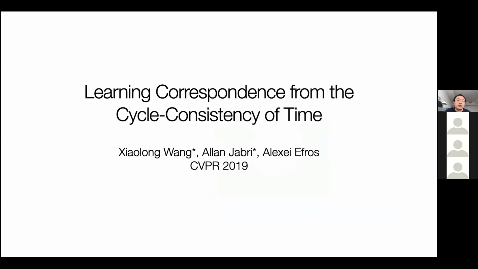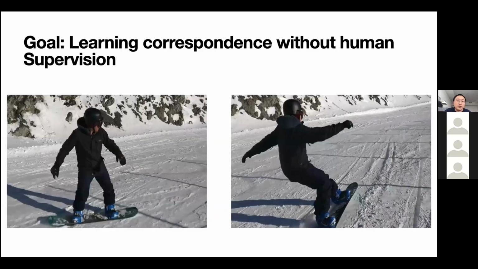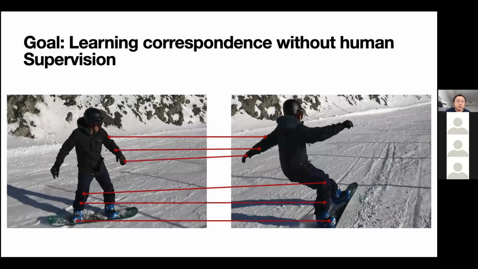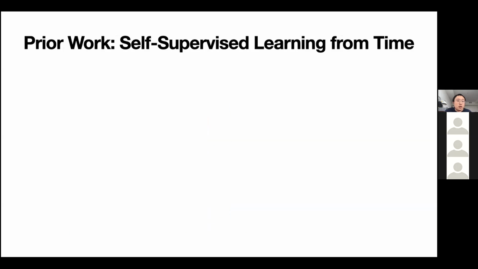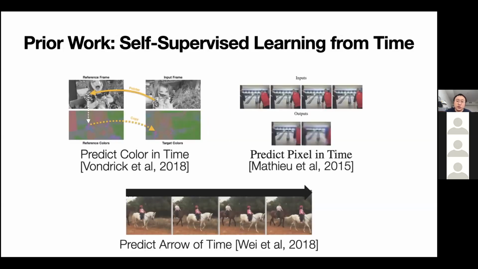So I will first talk about our work on learning correspondence from the cycle consistency of time. Our goal here is to learn visual correspondence without using any human supervision, without labels. A range of prior work has used temporal structure in videos to obtain self-supervision for learning visual representations. This includes predicting color in time, predicting the pixel in time, and predicting the arrow of time.